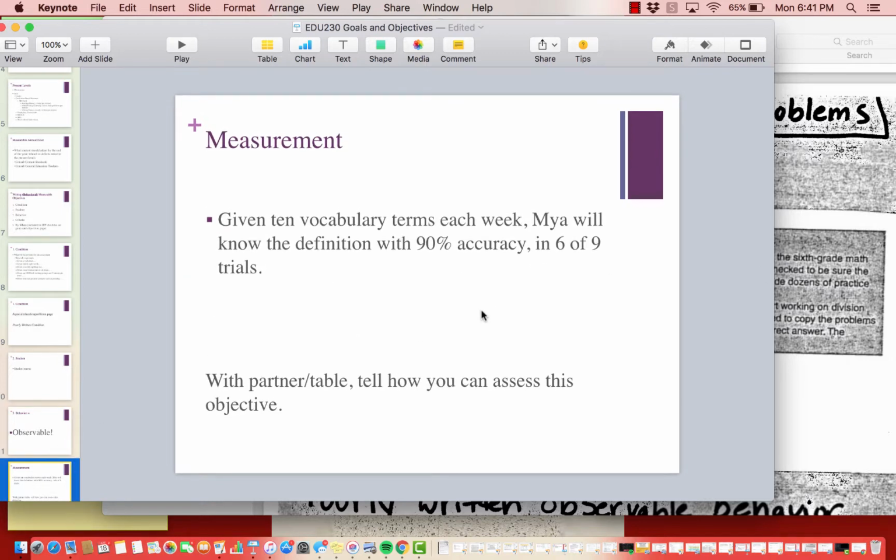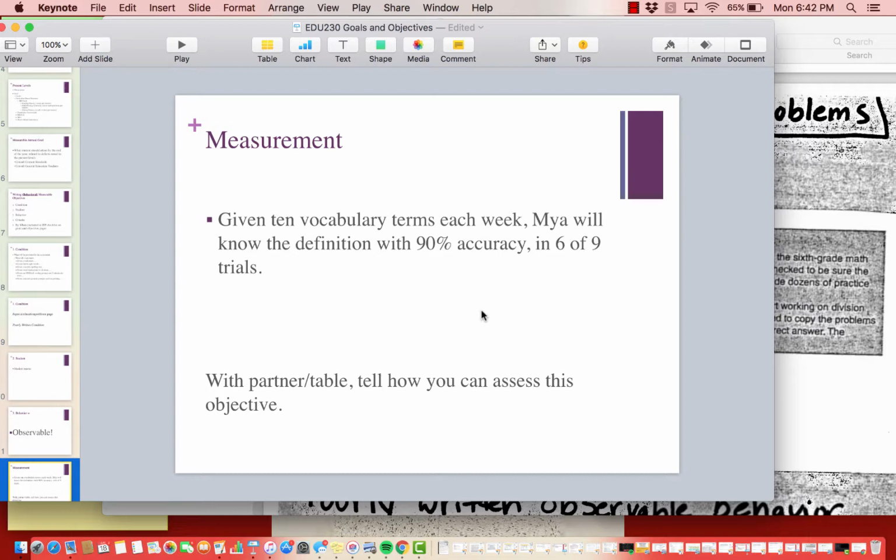So for example, what I do in my in-seat classes, I give this objective example. Given 10 vocabulary terms each week, so that's my condition, Maya will know the definition with 90% accuracy in 6 of 9 trials. And then I ask them, how will you assess this objective? When looking at that particular objective, the idea is that you're going to see if a student knows the definition of vocabulary terms. But what does it mean to know the definition? So in this example, the behavior is knowing, will know the definition.